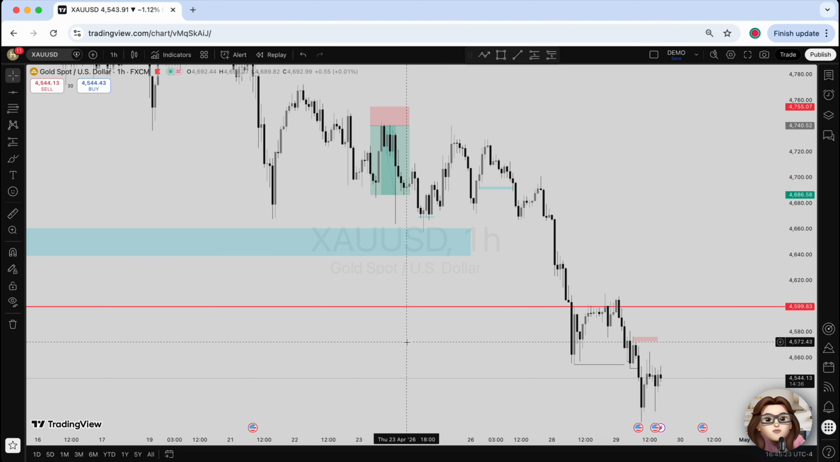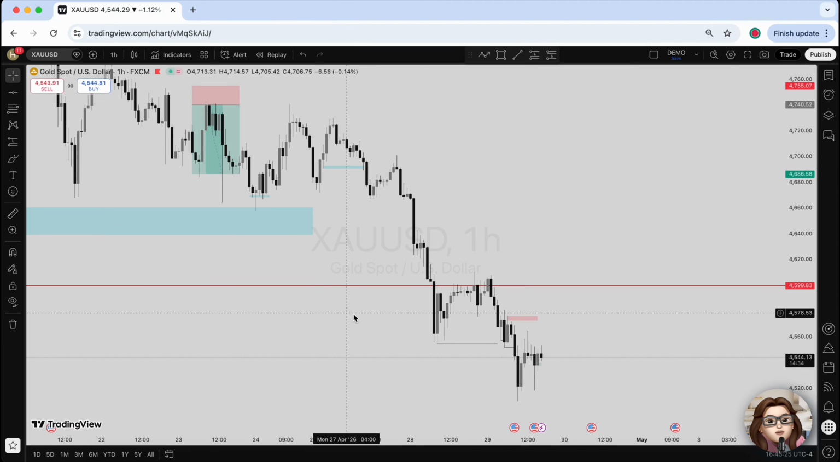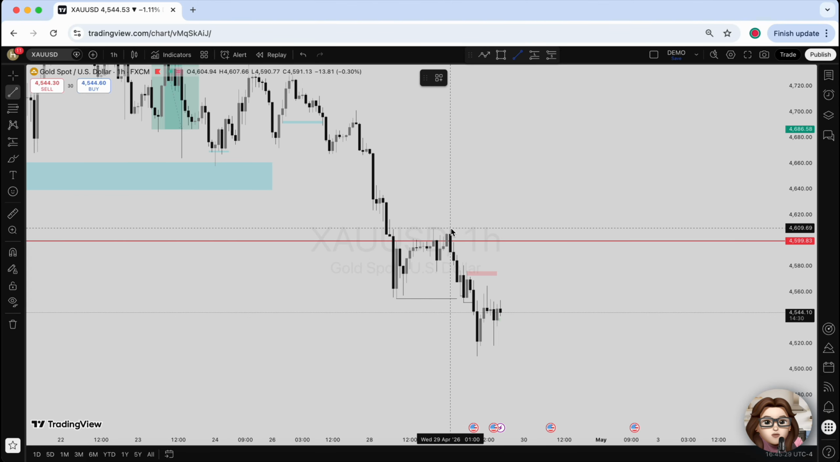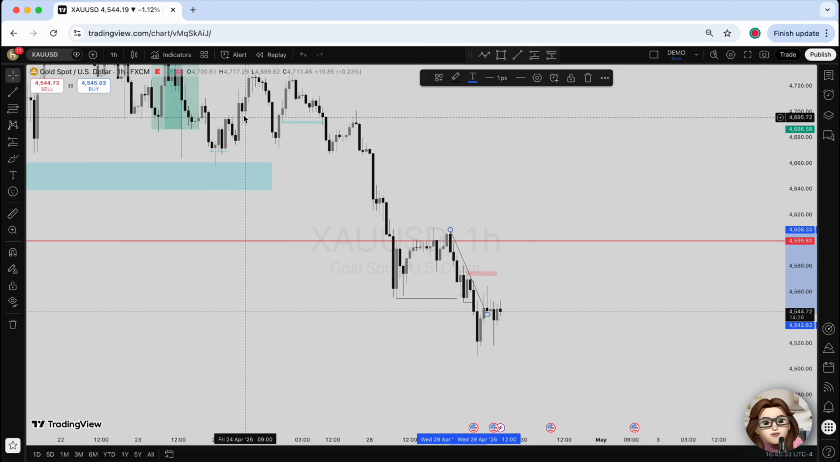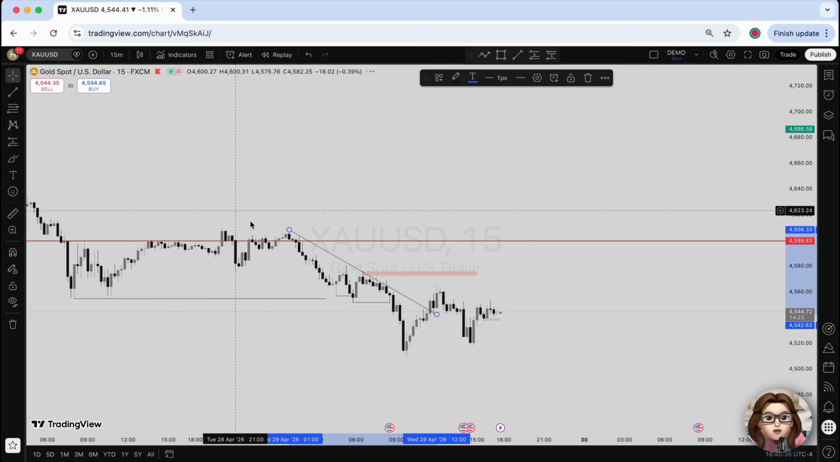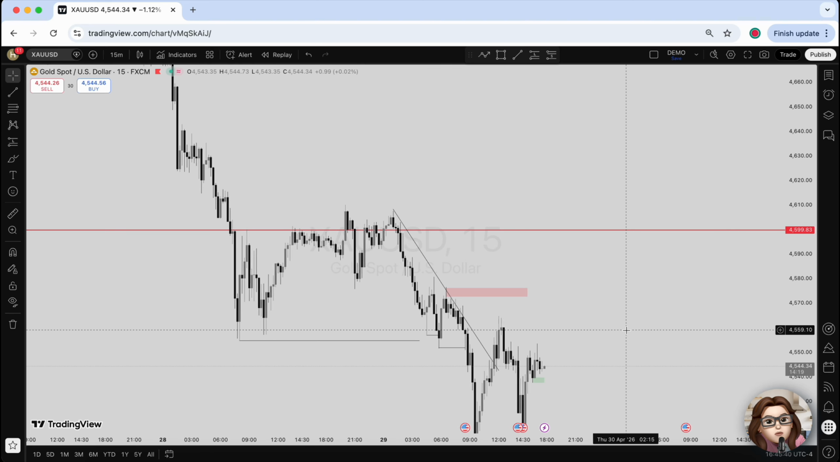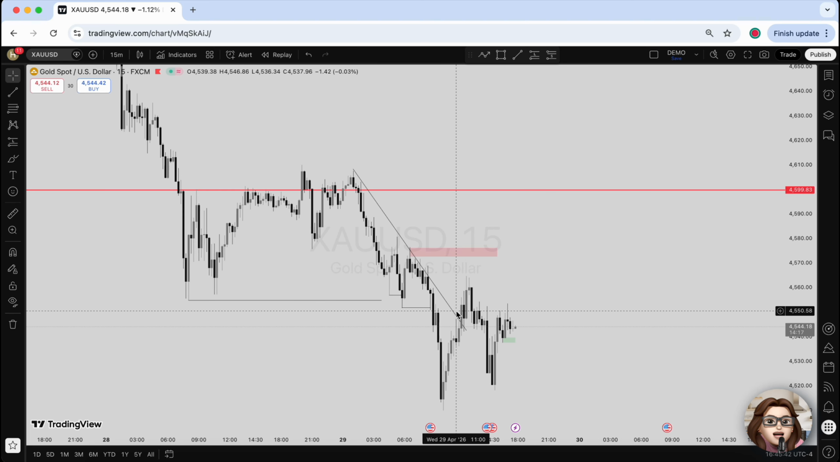Now, let's add dynamic levels using trend lines. Select the trend line tool from the left toolbar. Connect higher lows in an uptrend to form support. Connect lower highs in a downtrend to form resistance. These lines show the direction of the market. They help you understand momentum and trend strength.